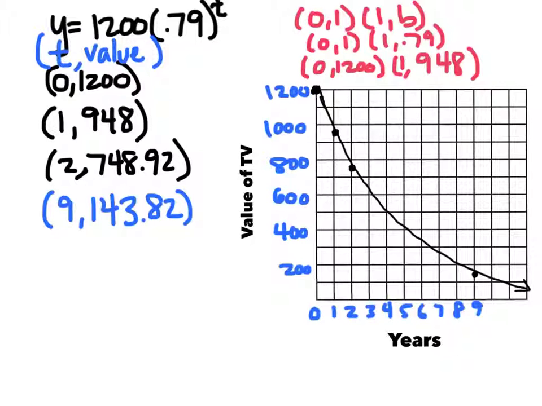Now, I'm going to use this to estimate when the TV will be worth $300. So I go to $300, and I connect that to my graph. All of ours might be a little bit different. Whenever I follow that down to the x-axis, that's between 6 and 7 years. So when will it be worth 300? 6 to 7 years. And that's how we'll do the decay in a real life situation.